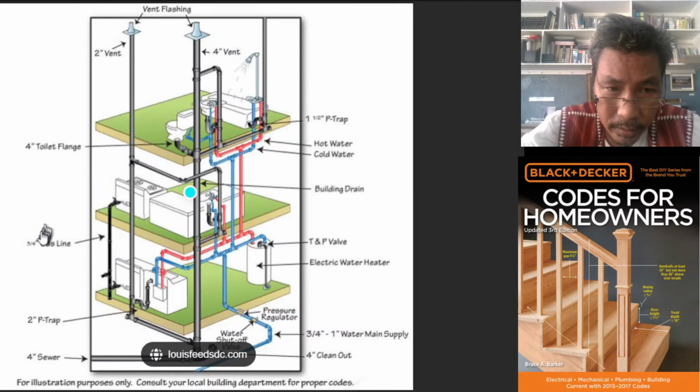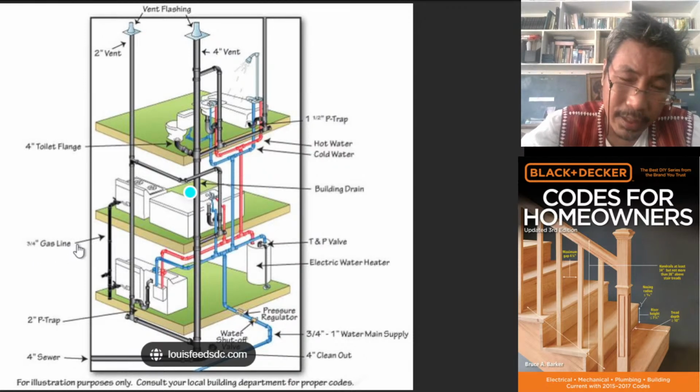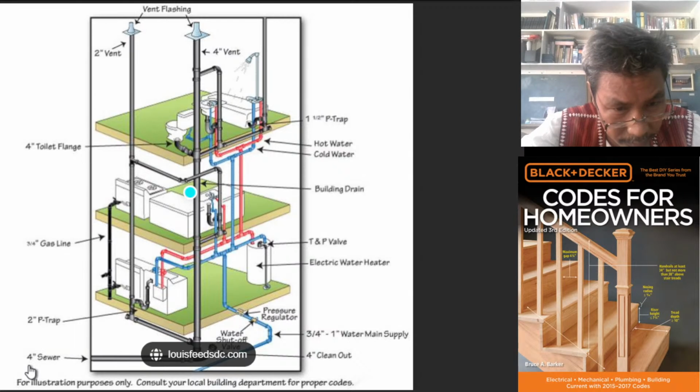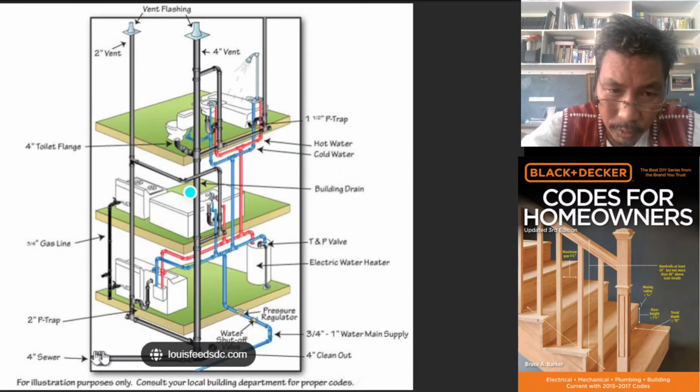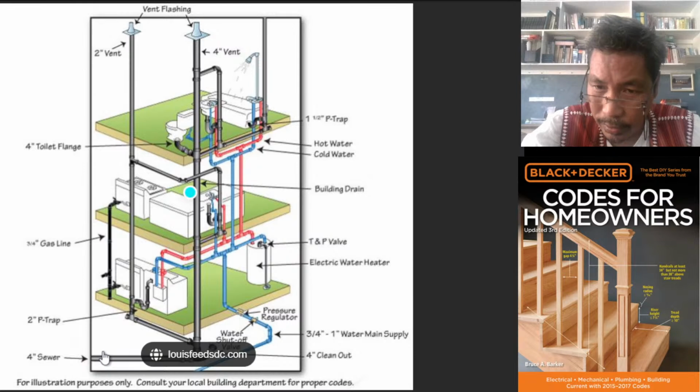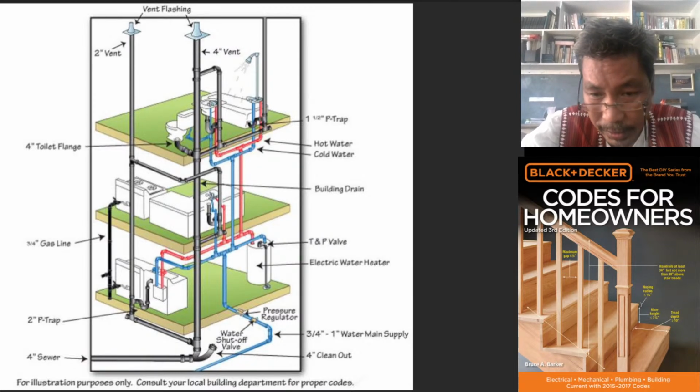Next to it is 3/4 inches gas line. This is commonly true in countries with winter. It is not common in our country. Next, we have 2 inches P-trap. It is required, no? Requirement. Next is 4 inches sewer. So this is what we call sewer. This is the building sewer. 4 inches building sewer. Okay? As we just defined.